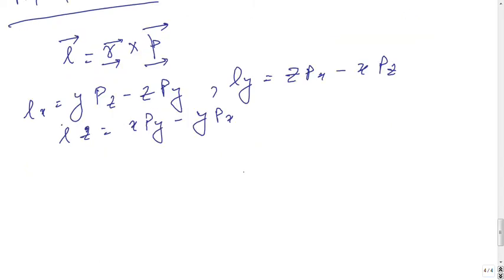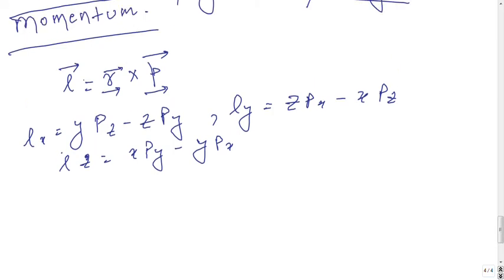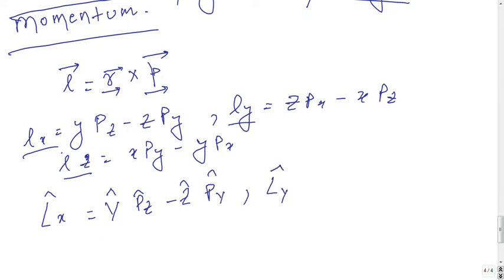In quantum mechanics, by postulate 2, these Lx, Ly and Lz components are treated as dynamical variables, and we define the corresponding Hermitian operators as this. Capital Lx hat is given as Y hat Pz hat minus Z hat Py hat, Ly hat is Z hat Px hat minus X hat Pz hat, and Lz hat is X hat Py hat minus Y hat Px hat.